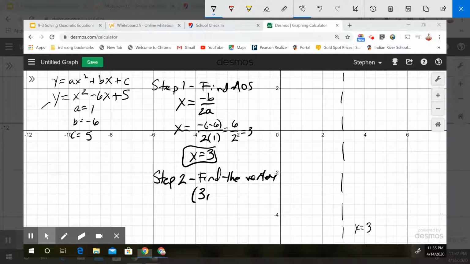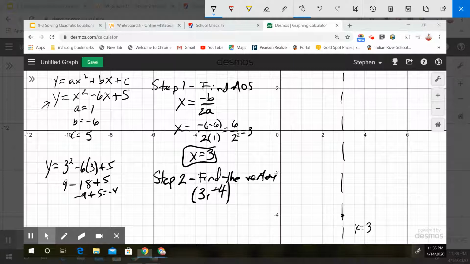I just need to find the y value, and that comes from the original equation. Whatever x is here, it gets plugged in, and we get a y out of it. So wherever there's an x, we're going to plug in a 3 to find out where the y value of the vertex is. We get 9 minus 18 plus 5. That's negative 9 plus 5. We get negative 4. So the vertex is at negative 4. So we're going to put a dot on the axis of symmetry at 3, negative 4.